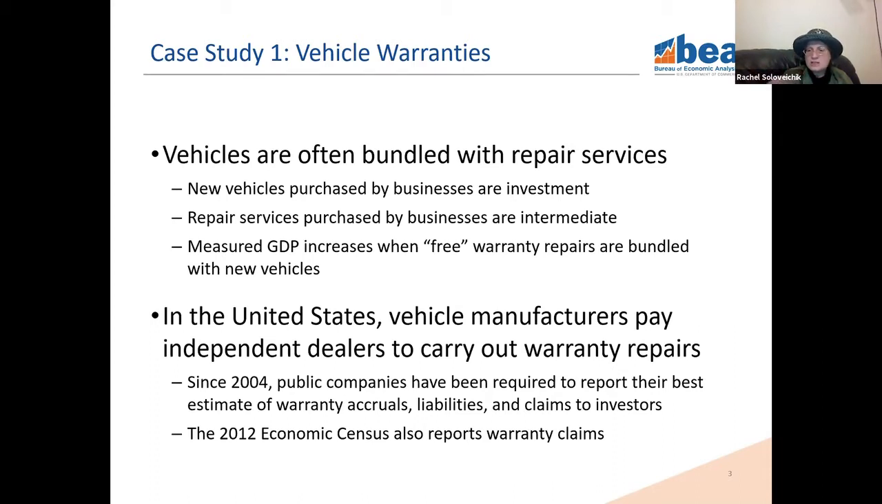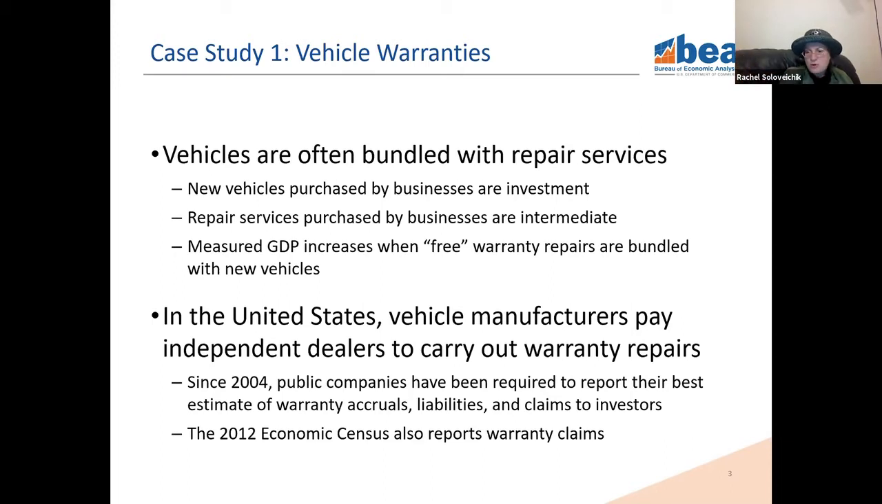But when you have a business, the car, if they're purchasing the physical capital, that's investment. If they're prepaying on repair work, that just doesn't show up in GDP. And the nice thing about vehicle warranties in the United States is that independent dealers are the ones doing the repairs, and there's all these little rules that basically the manufacturer and independent dealers have to pay fair market value, and you have all these lawsuits if any one of them steps out of line. So we sort of know how much money it costs.